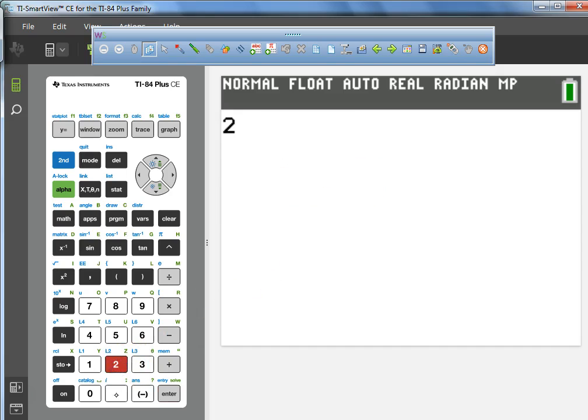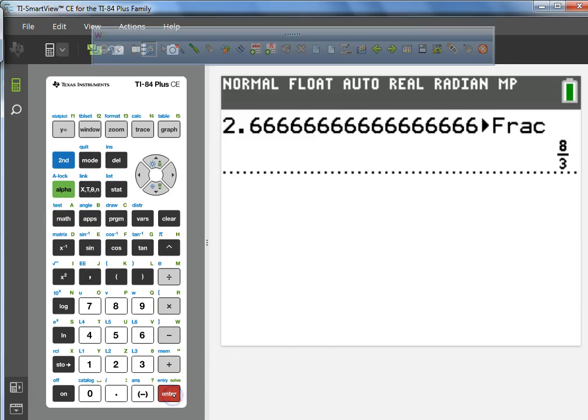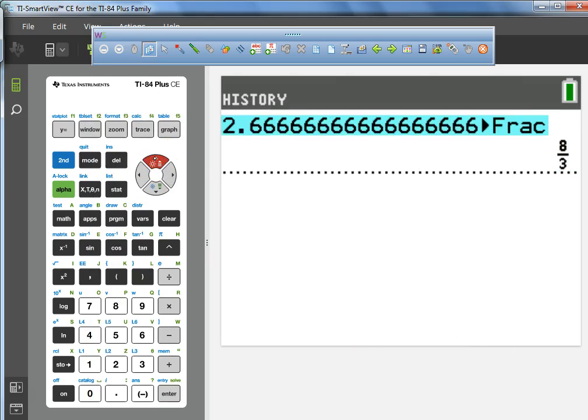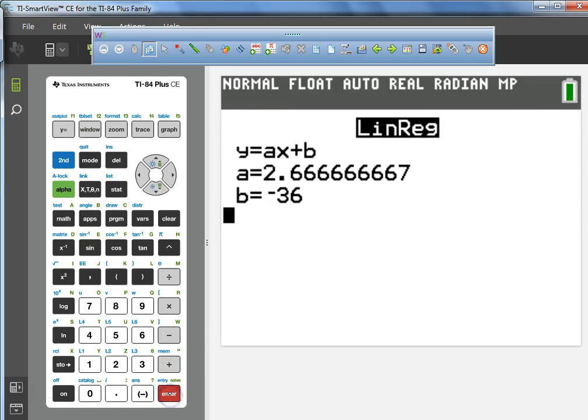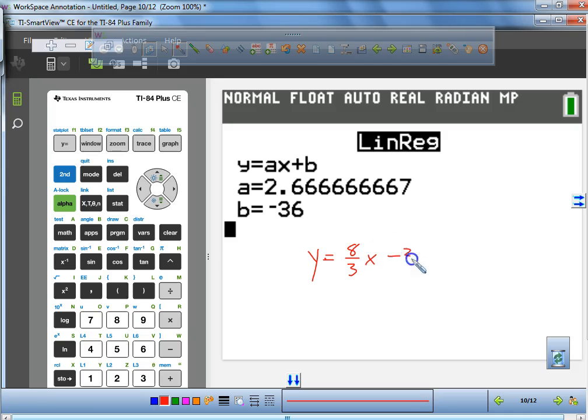Alright? So, what if you didn't know how to convert that? You know what you can do with the calculator? Do 2.6 repeating, that's enough. Hit the math button, press enter twice. What does it convert it to? 8 over 3. Alright? So we have Y equals 8 over 3x. And let's see, what was the Y-intercept? Was it negative 36? I'll have to look again. Yep, negative 36. So here we go. Our equation is this. Y equals 8 over 3x minus 36.